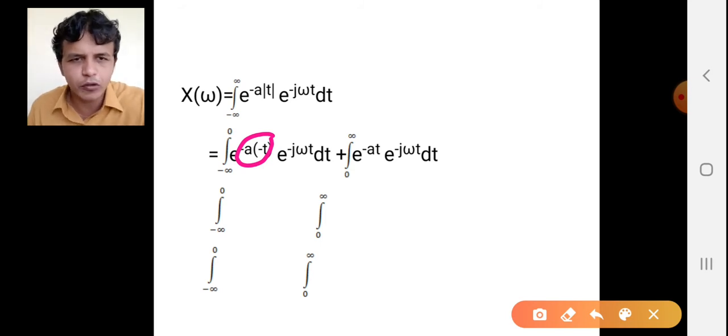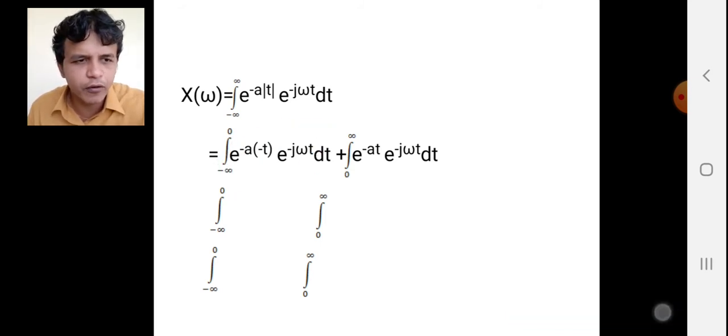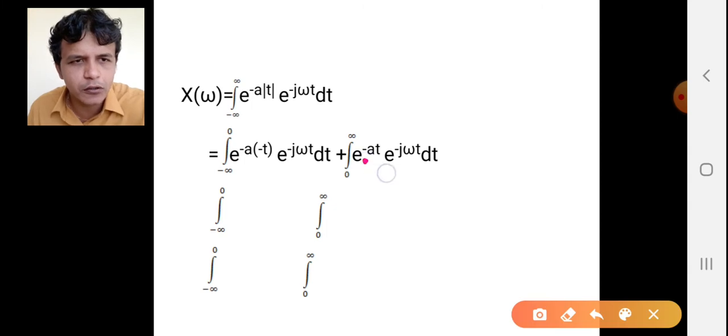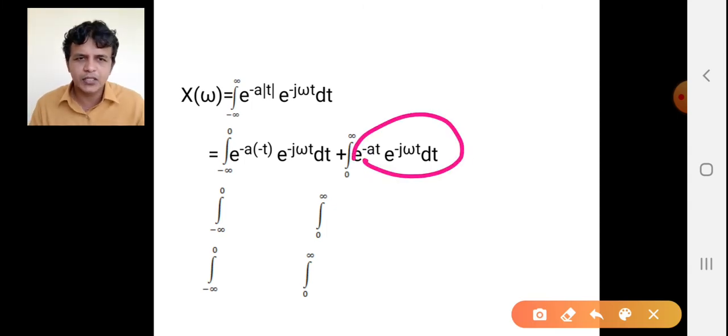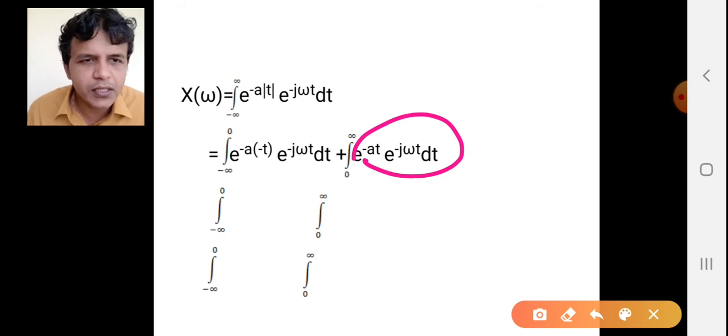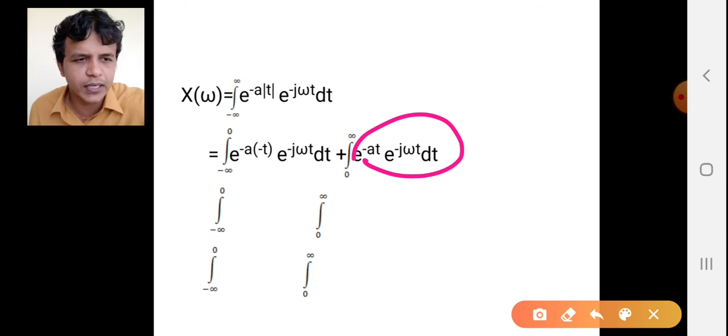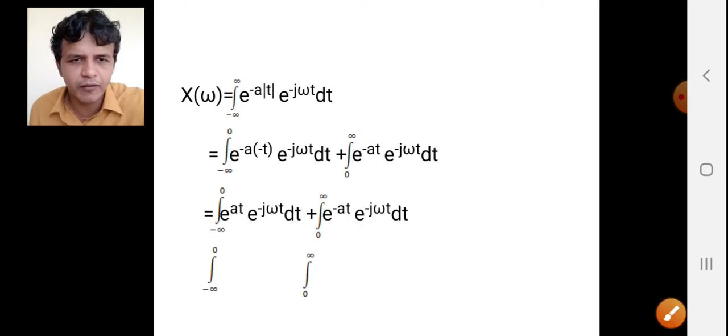So like that process can be done. And similarly for this part of the signal also, taking minus common outside, it becomes minus and t are common, so it becomes e power minus of (a plus j omega) the whole into t dt. So it becomes like that. Okay, so that is what we have done here.